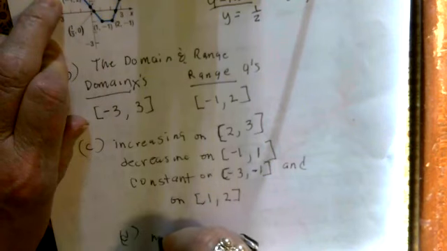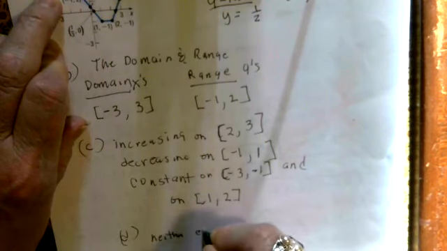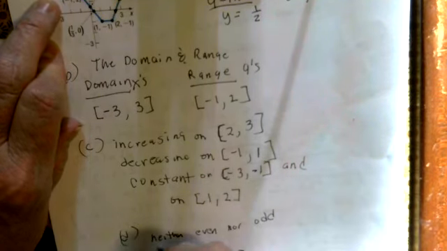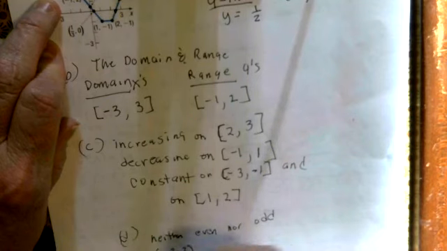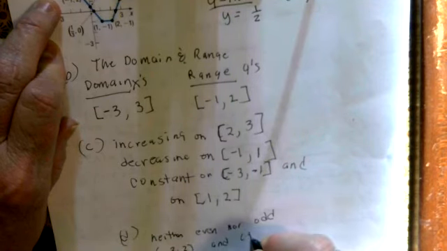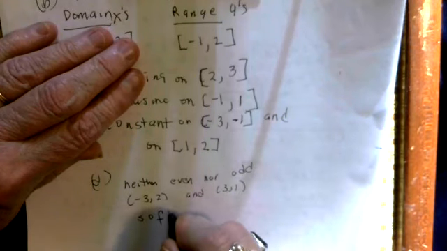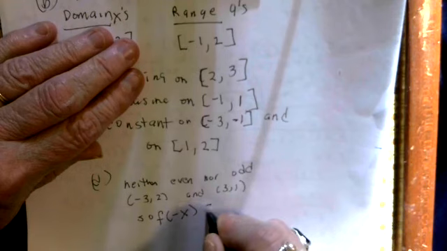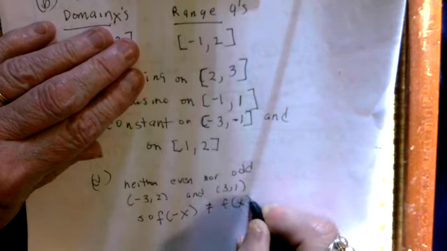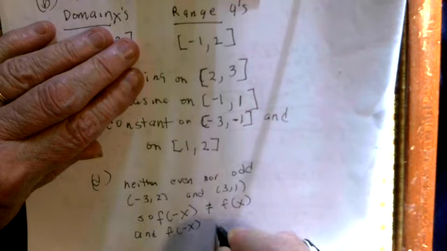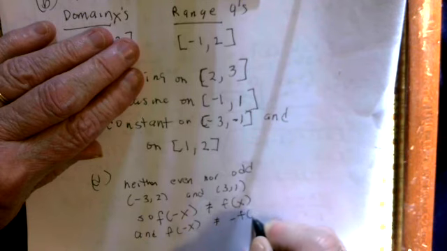Also, you see, like right here, you have f of -3. So I'm going to say neither even nor odd. And look right here, there's the point -3, 2 and 3, 1. So f of -x doesn't equal f of x, and f of -x doesn't equal the opposite of f of x. So it's not even or odd.